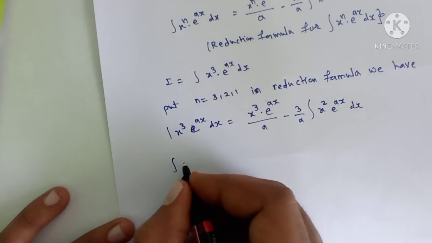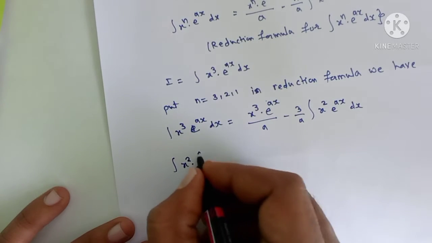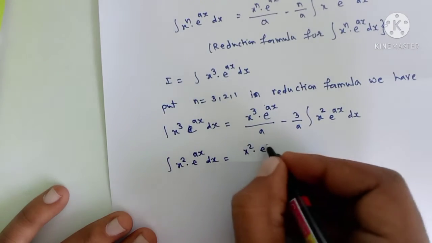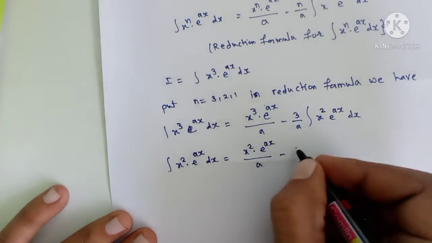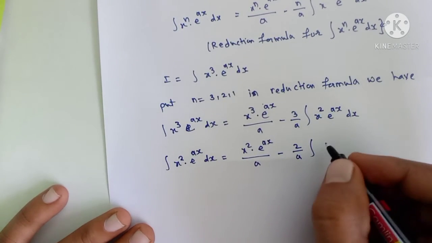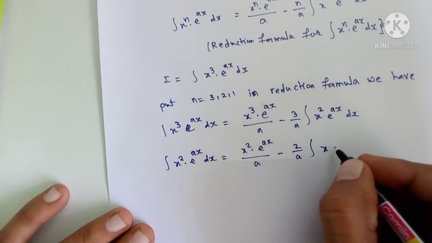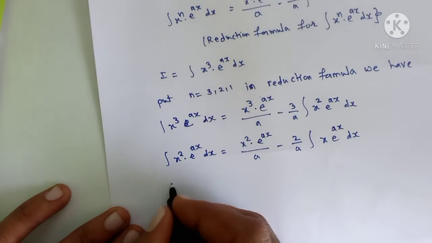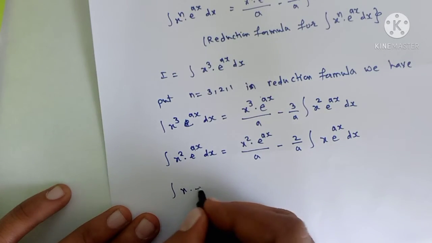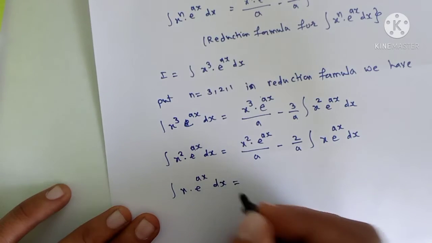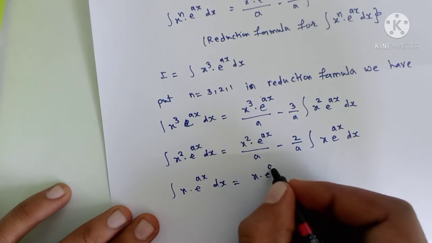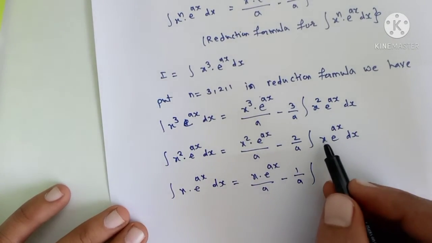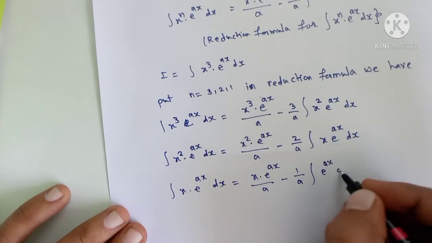Now put n is equal to 2, then integration of x square into e raised to ax dx is x square into e raised to ax divided by a minus 2 by a into integration of x raised to 2 minus 1, that is x, into e raised to ax dx. Now if we put n is equal to 1, then integration of x into e raised to ax dx is equal to x into e raised to ax divided by a minus 1 by a into integration of x raised to 0, which is 1, so e raised to ax dx.